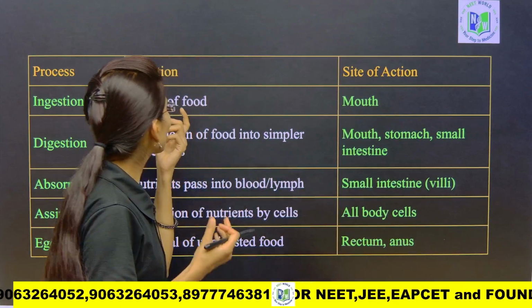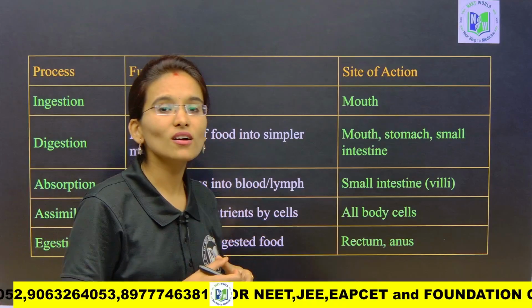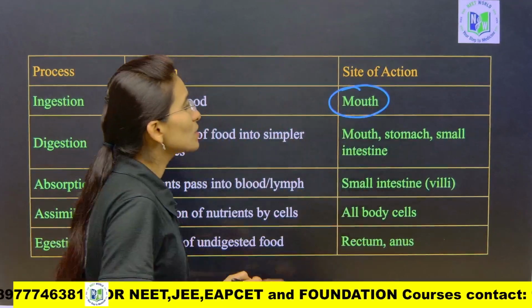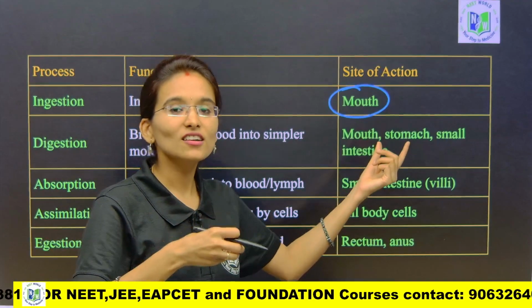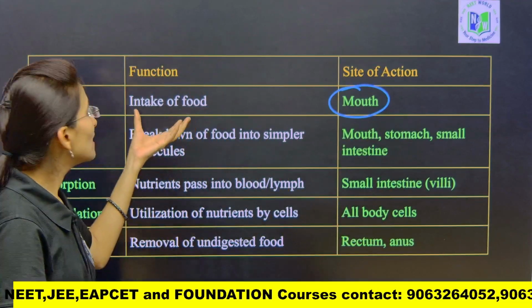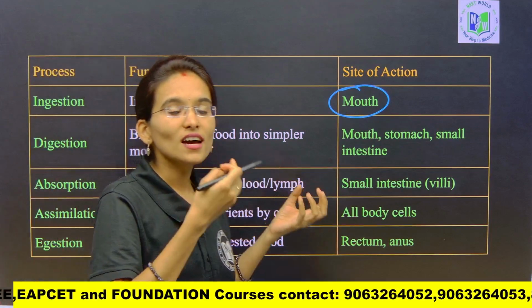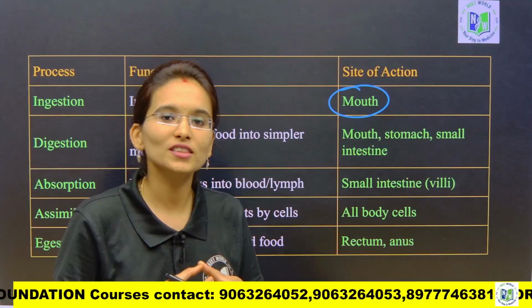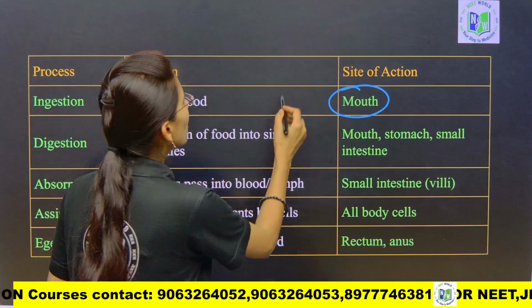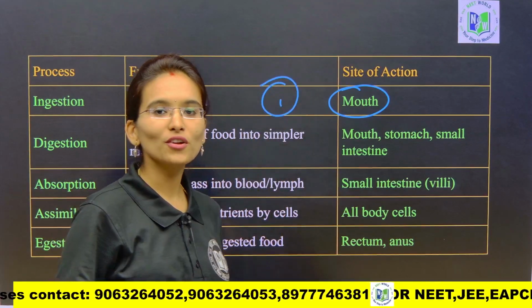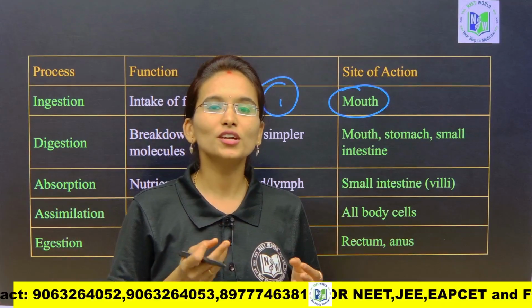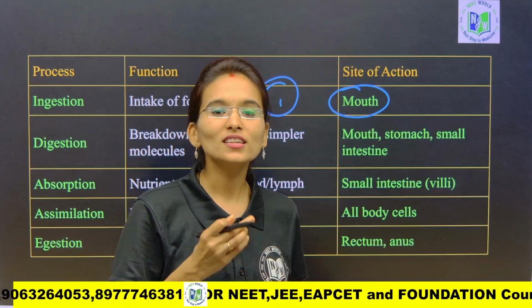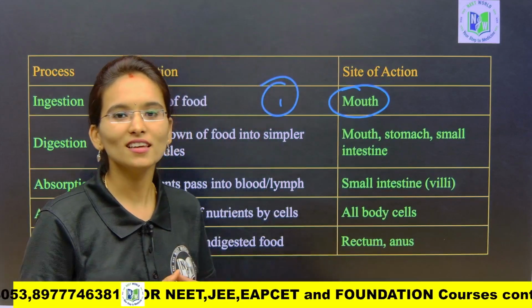So, generally the intake of food, where is it going to occur? What is the site of action for it? Yes, the mouth. So the mouth is the site of action where we intake the food. Inside the mouth the food is going to get masticated and mixed up with the saliva. This is the first process in the Holozoic mode of nutrition, where we intake the food, and that process takes place in the mouth, where the food is mixed with the saliva.